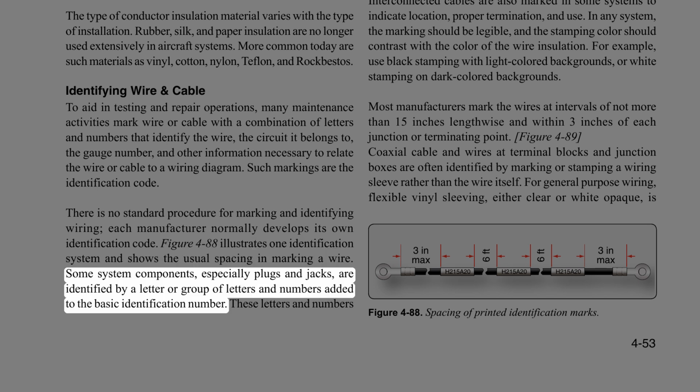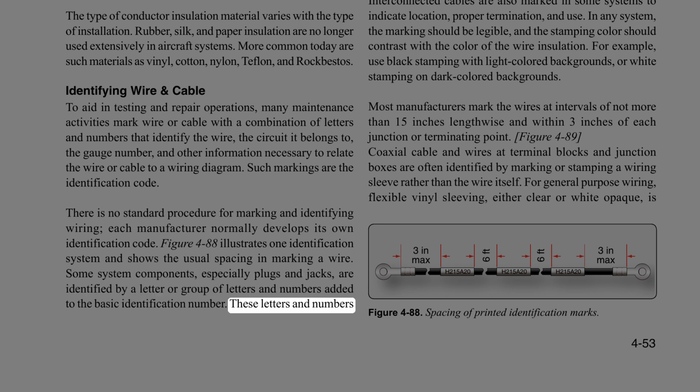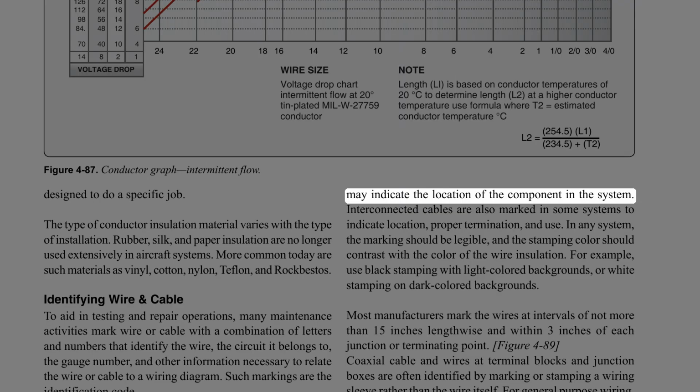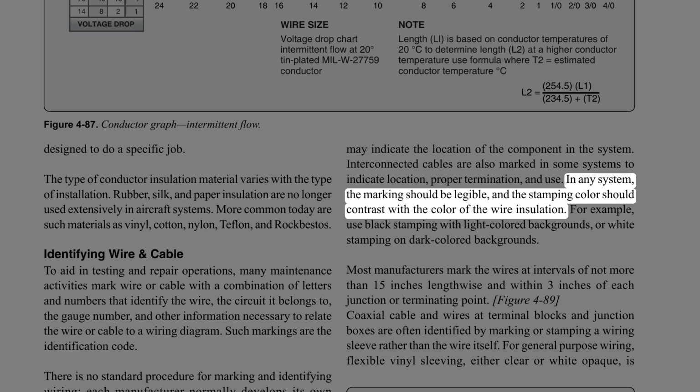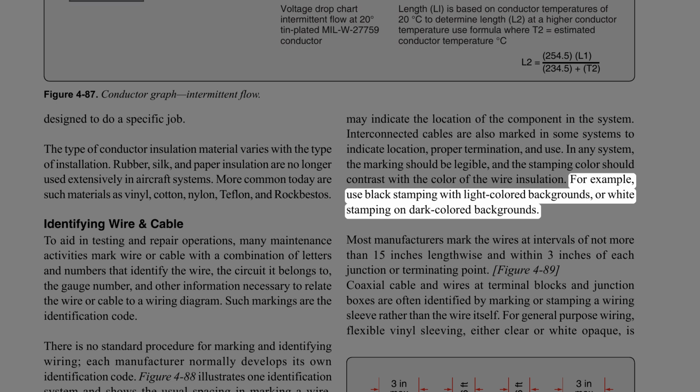Some system components, especially plugs and jacks, are identified by a letter or group of letters and numbers added to the basic identification number. These letters and numbers may indicate the location of the component in the system. Interconnected cables are also marked in some systems to indicate location, proper termination, and use. In any system, the marking should be legible, and the stamping color should contrast with the color of the wire insulation. For example, use black stamping with light-colored backgrounds, or white stamping on dark-colored backgrounds.